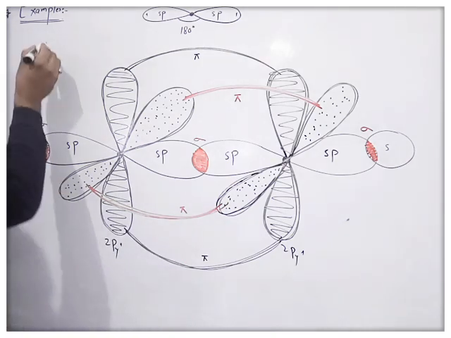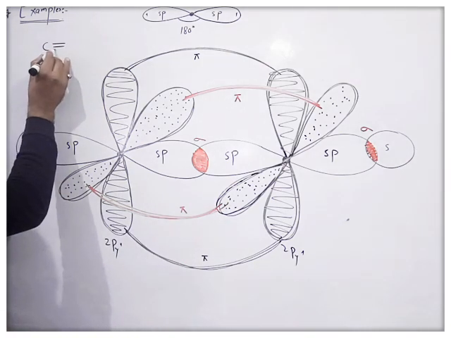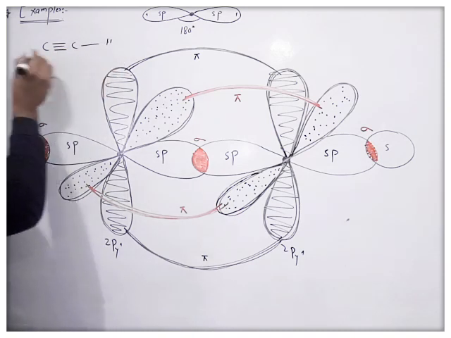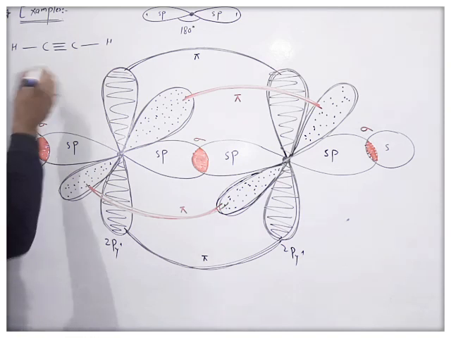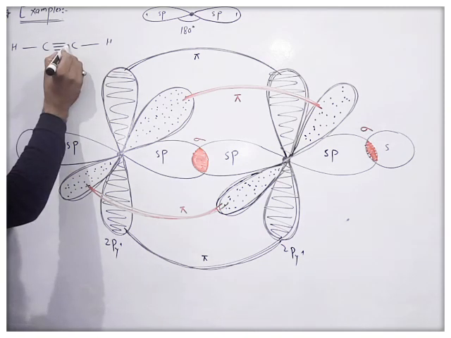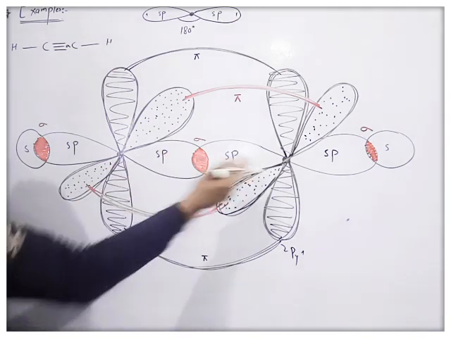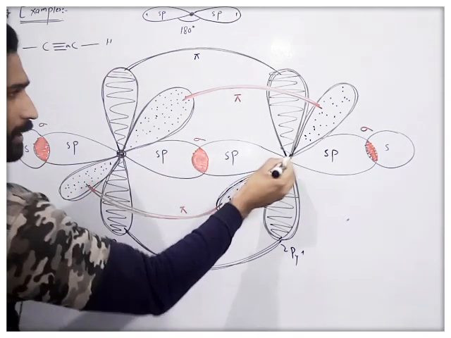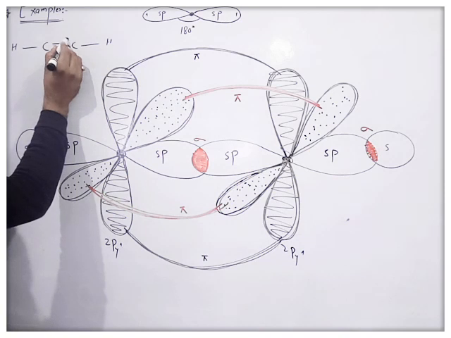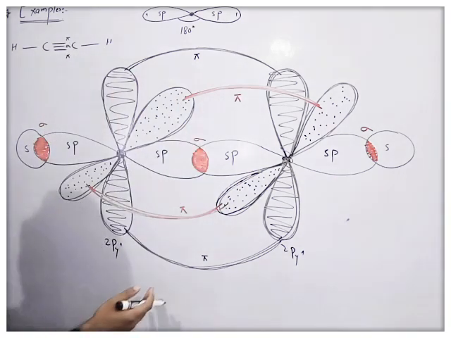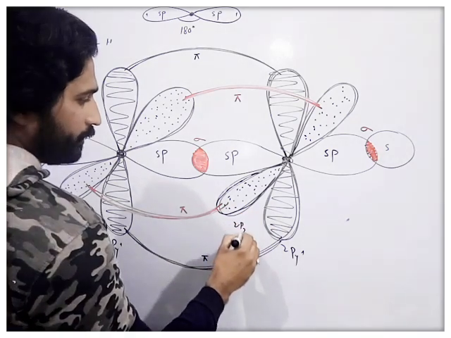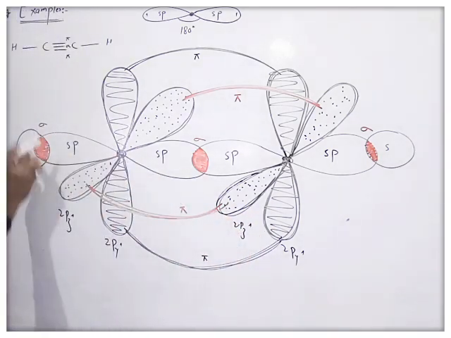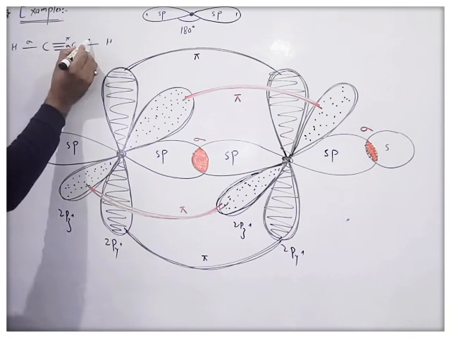In acetylene, carbon and carbon contain a triple bond. That is one sigma bond due to the linear overlapping of sp and sp, carbon and carbon, and these two pi bonds are formed due to the parallel overlapping of 2py and 2py and 2pz and 2pz, and there are sigma bonds between carbon and hydrogen, also carbon and hydrogen.